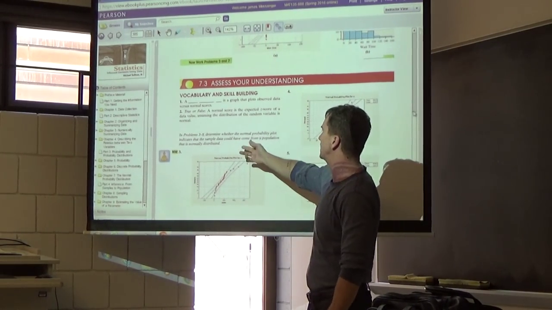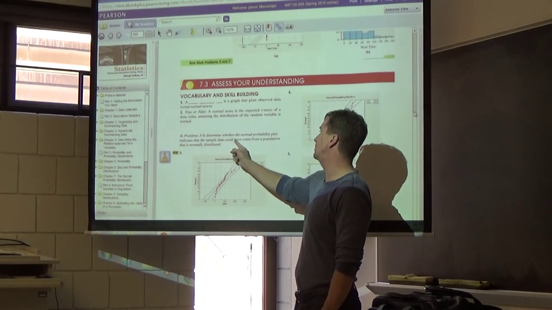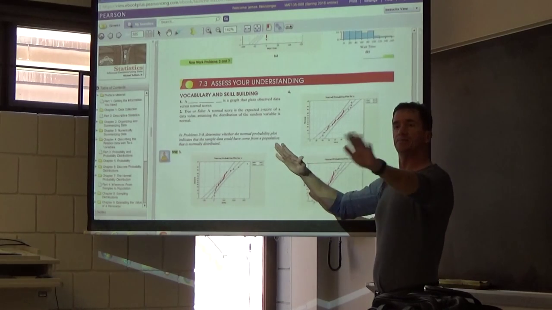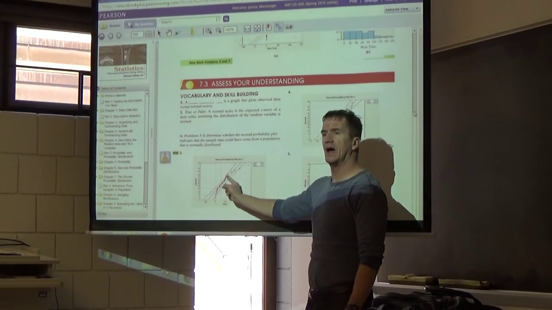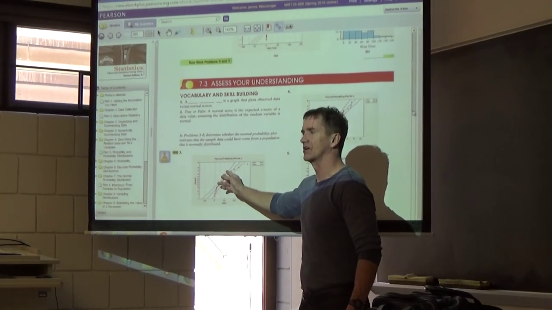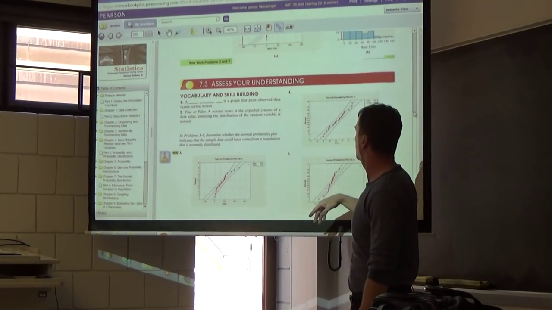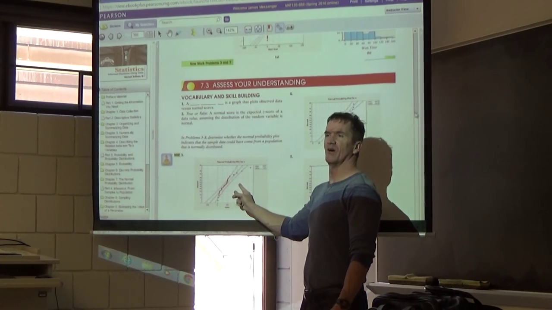Now, the question being asked here is: determine whether the normal probability plot indicates the sample data could have come from a population that is normally distributed. We'll keep this simple: the answer is going to be yes if all these red dots are within the curves. I'm colorblind, but if all these red dots are in the curves, yes. If you get one dot outside the curve, we're going to say no. So how about in this image? There's one dot all the way to the right. Would we say yes or no?